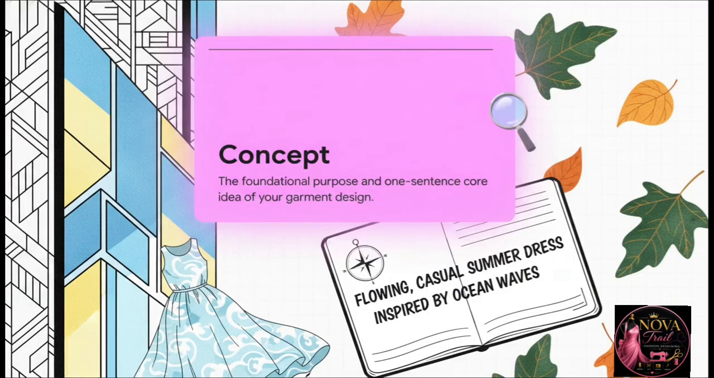Every great design starts with a crystal clear concept. Maybe you got inspired by the rigid geometric lines of modern architecture, or, I don't know, the delicate organic veins of a fallen leaf in your garden. Inspiration is literally everywhere if you just keep your eyes open. But here's the golden rule. Write down your goal in one single sentence before you do anything else. Are you making a flowing, casual summer dress inspired by ocean waves? Great, write that down. That one sentence becomes your absolute compass for the entire project.